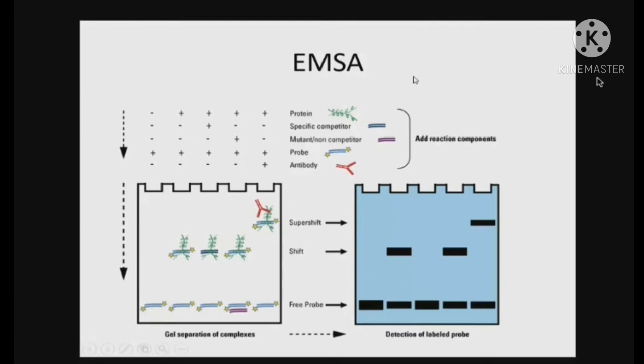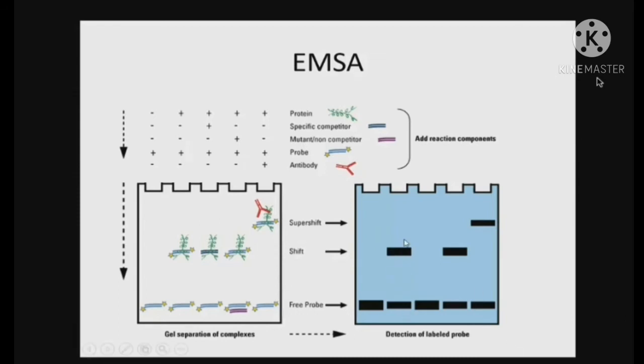If we add only the probe here, it will migrate here. If we mix the probe with protein, and the DNA and protein are interacting, it will shift upward. So in the gel, you can see band movement, upward movement, that is shifting. Are you getting it? That is the gel shift assay. You should understand this.